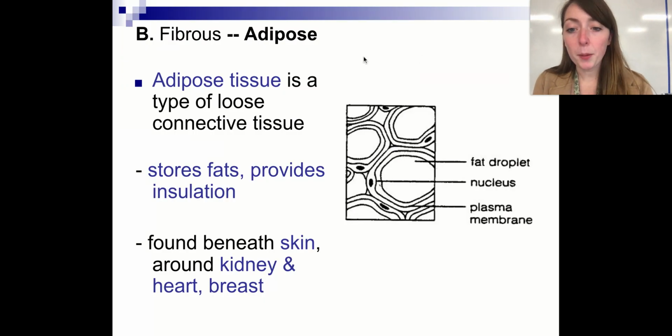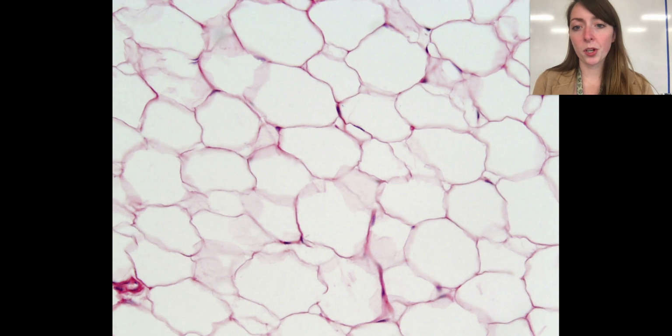Then we have adipose tissue. So this stores fat and provides insulation. So it's also a cushioning tissue, but it's storing energy as well. We have the little nucleus that's kind of smashed off to the side because most of the cell is getting taken up by the fat droplet. It's found lots of places beneath your skin, found around organs like the kidney and heart. It's important that it cushions them, found within breast tissue. So here is a look at some real adipose tissue.